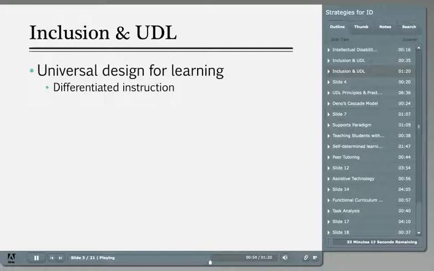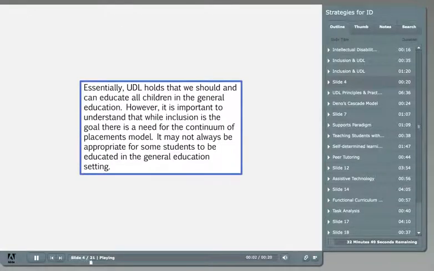The guiding principles of UDL include providing multiple means of presentation, providing multiple means of action and expression, and providing multiple means of engagement. In other words, differentiating the way we represent learning allows students to express their knowledge, and allows students to engage in the learning environment. This model promotes an access by all, or inclusion approach. Essentially, UDL holds that we should and can educate all children in the general education setting.